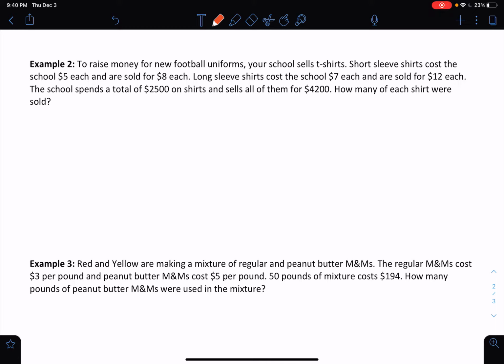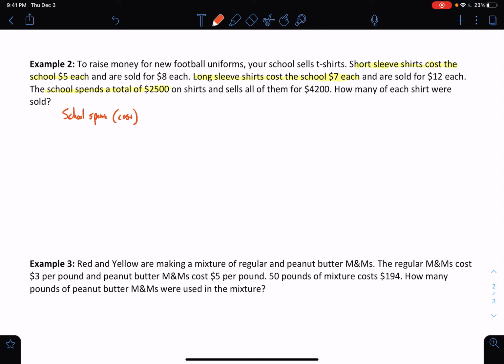All right, so we got a lot of numbers here and a lot of information. We got to decipher that in order to write some equations. So notice how the shirts cost the school. Short sleeve shirts cost the school $5. Long sleeve shirts cost the school $7. And the school spent a total of $2,500. So we can write an equation dealing with how much the school spent, or how much it cost the school.